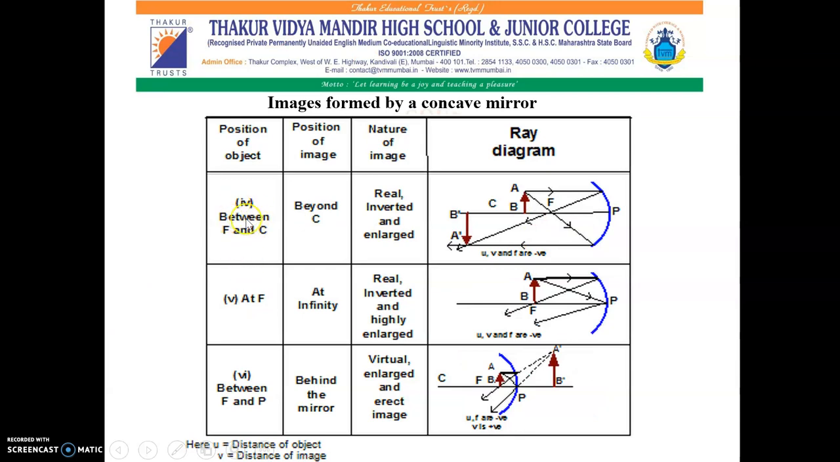If the object is between the principal focus and center of curvature, we have already seen this. The position of the image will be beyond C, it will be real, inverted and enlarged. If the object is placed at F, then the image which will be formed will be at infinity. It will be real, inverted and highly enlarged. If the object is placed between F and P, then the image of the object is formed behind the mirror. It is virtual, enlarged and erect.